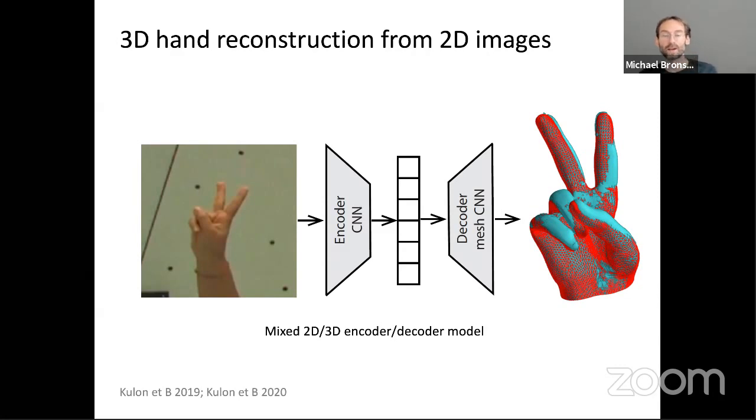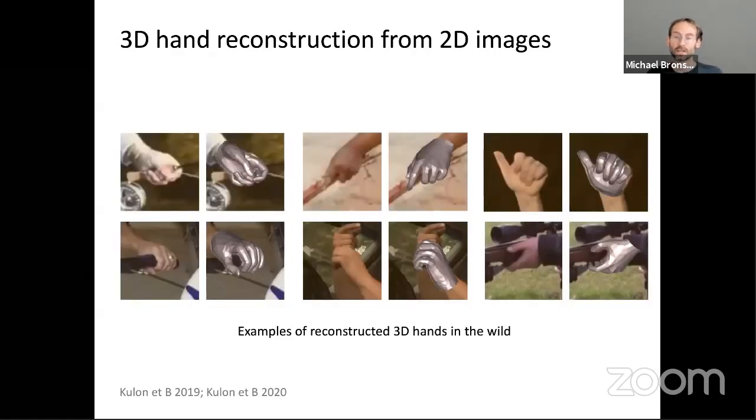This was a line of work together with Stefanos Zafeiriou, my colleague at Imperial College, and our joint PhD student, Dominique Kulon, whose most recent work was presented at CVPR this year. You can see that with these architectures, you can really do very accurate, state-of-the-art reconstruction of hands in the wild. These are very challenging poses, and hands in general are very challenging objects because they have a lot of degrees of freedom and also a lot of occlusions and self-occlusions. In some of these images, you see that many of the fingers are invisible.